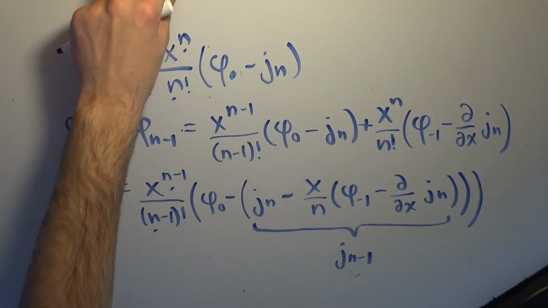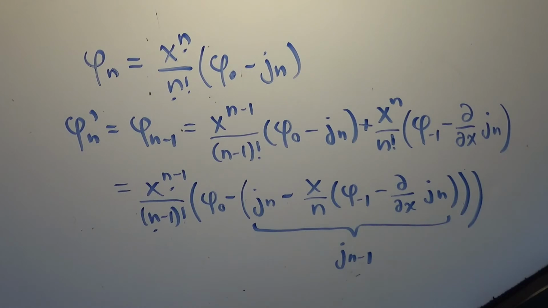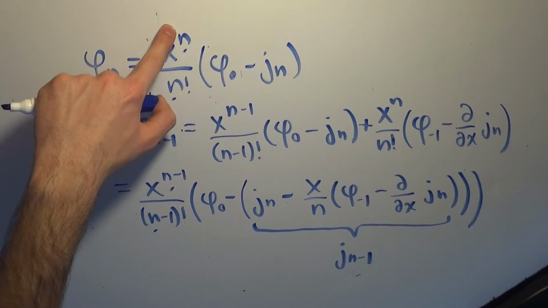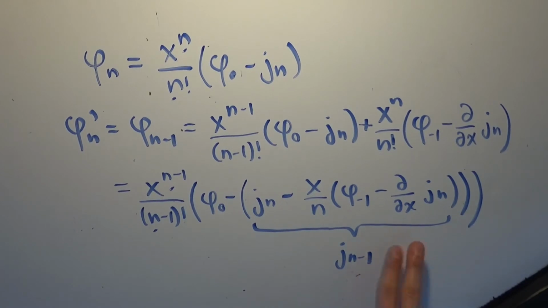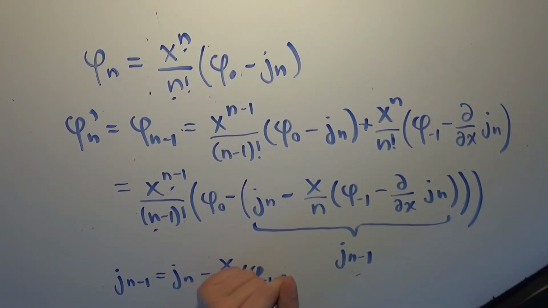We took the derivative of phi n, which is in this form, and we were able to rewrite that derivative, which is phi n minus 1, in that same form, x to the n minus 1 over n minus 1 factorial times phi 0 minus j sub n minus 1. Then this has to be j sub n minus 1, which tells us we have this relationship here, that for any junction function of some inverse function phi 0, we can express this in this way: j n minus 1 is equal to j n minus x over n times phi negative 1 minus the derivative of the nth junction function at x.